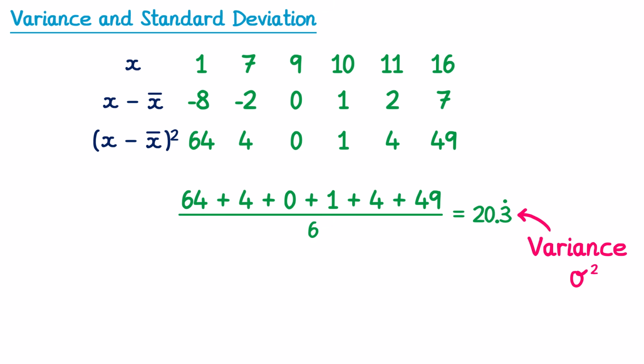We can write out a formula for calculating the variance. The first thing we did was subtract the mean from all of the values and then square this, so x minus x bar all squared. We then added up all of these values, so the sum of x minus x bar all squared, and then divided this by how many there are, which would be n. So this is the formula for the variance.